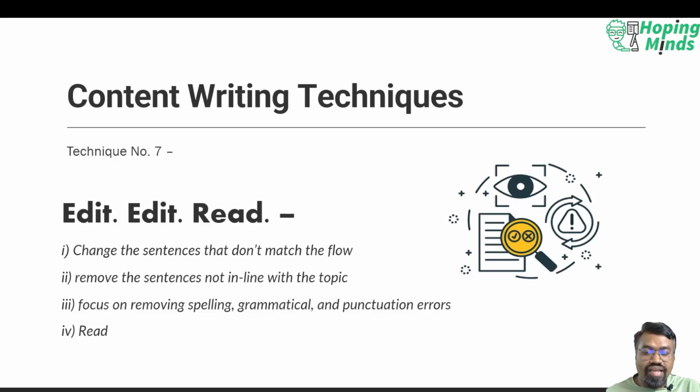Next important thing is to remove the sentences not in line with the topic. So again, previously I told you that we need to be on point. We should not divert ourselves too much. But then sometimes it might happen that there might be certain sentences which are not going along with the topic, right? So we need to make sure that we remove the sentences which are not going with the topic.